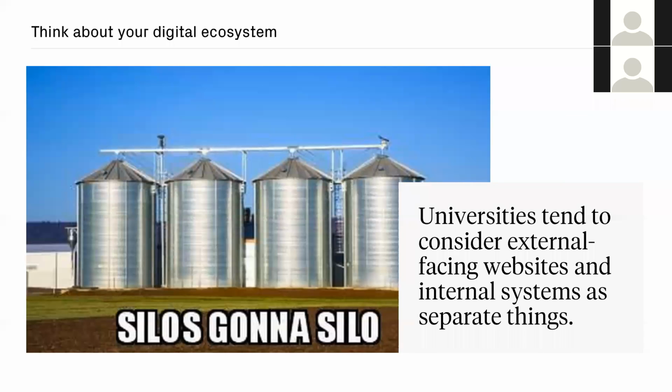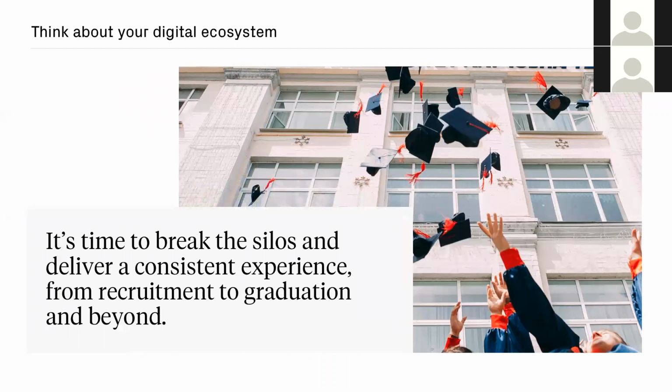Internally, however, universities tend to not conceive this digital ecosystem. They tend to conceive external facing websites and internal systems as completely different things. So on one corner stands marketing with the task of recruiting students and building the university's brand. And on the other corner stand IT and other services delivering the digital aspect of the student experience and helping staff. But it's time to break the silos, which make no sense to users.